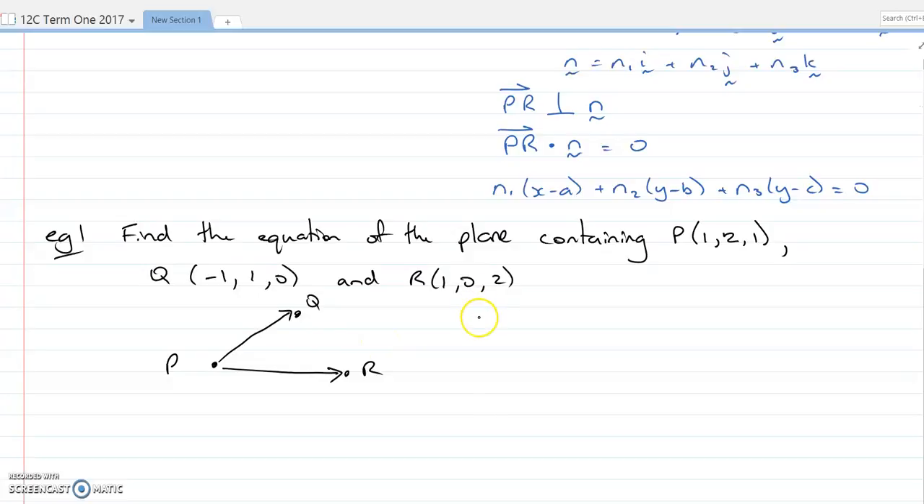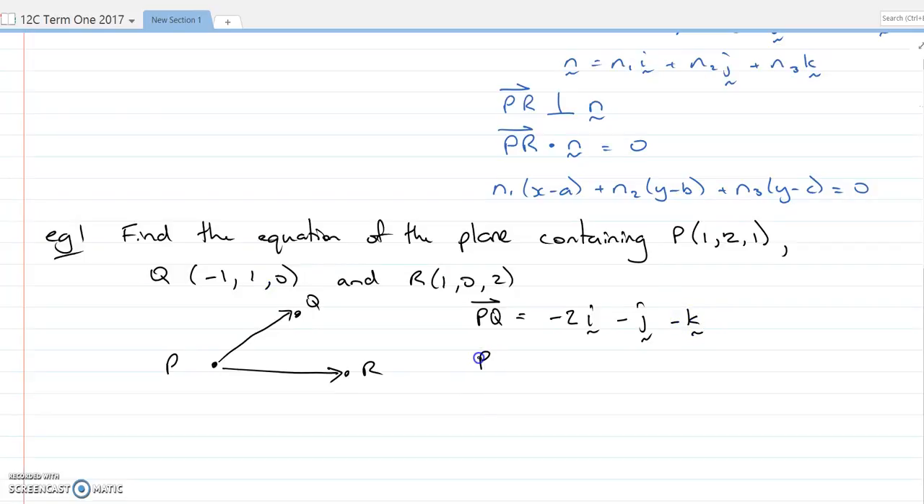So vector PQ is going to be, from P to Q, I'm going a distance of -2. Basically, I can take my Q value, the -1, and minus my P value, which is 1. And that's the i. Next, I'm going to go to my y value. So I've got a 1 on my Q, and I'm minusing 2. So that's a -1, or minus j. 0 minus 1, minus k.